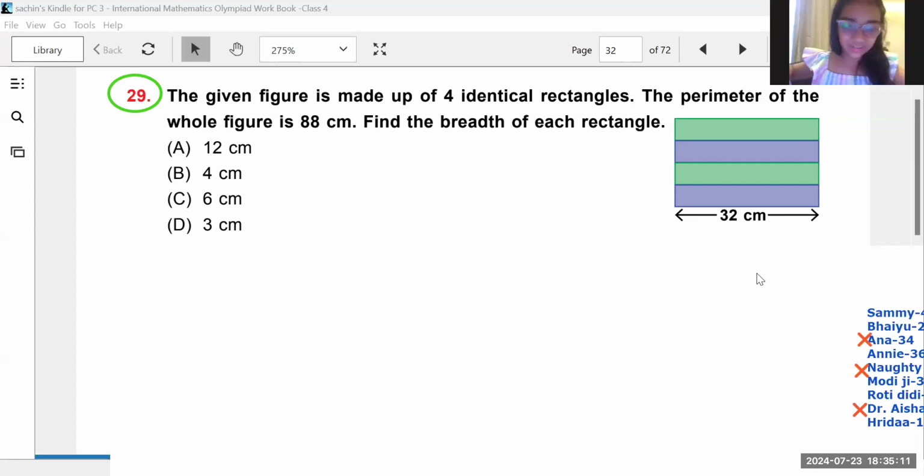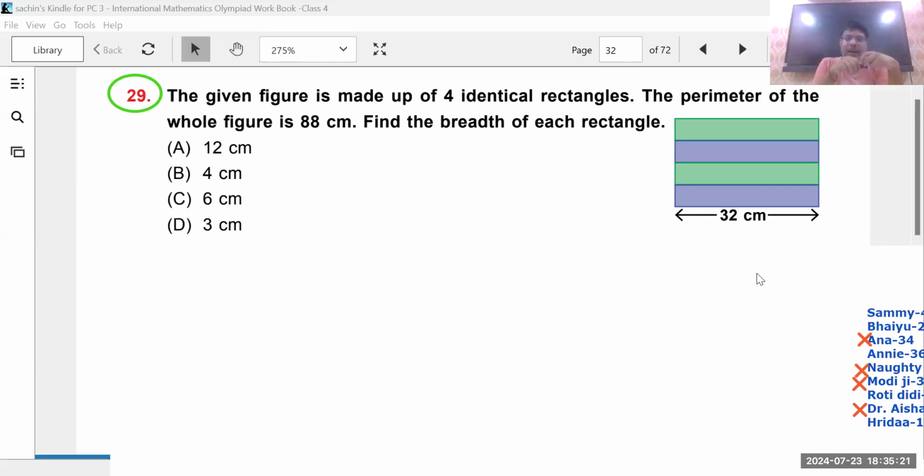Sir, I sent the wrong answer. Sir, I didn't even understand it. Sir, can I send again? So then you have to try doing it, beta. Sir, can I send again? You know the rule, you can.